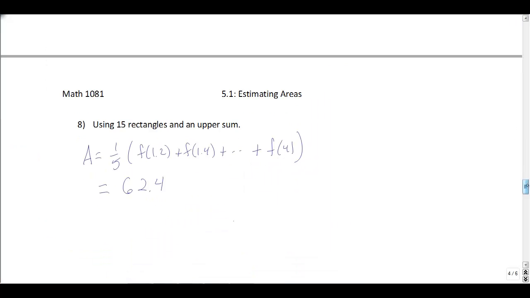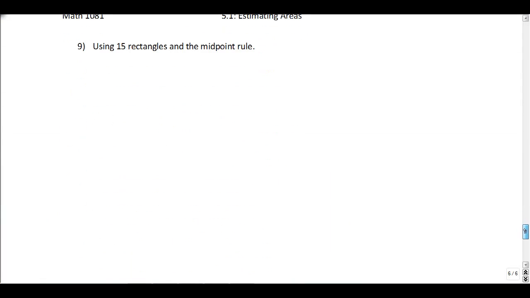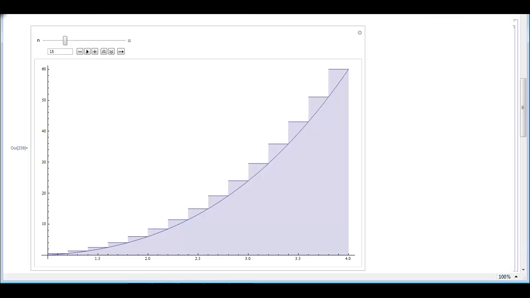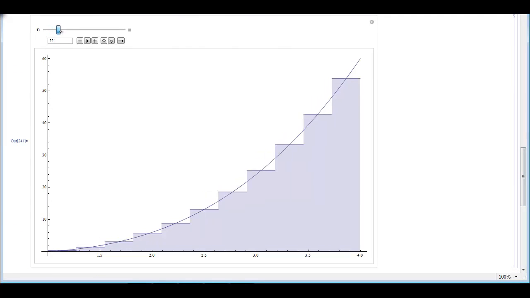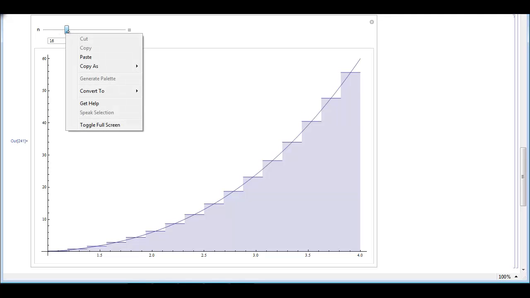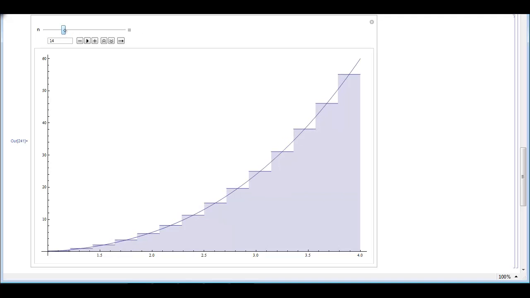One last idea here. We're going to use 15 rectangles in the midpoint rule. So this one is probably our best answer altogether. I'm having trouble getting to 15 exactly. I was almost there. There we go. There's 15. Again, this should be our midpoint. That should be pretty close. We have an overestimate shaded here, and then an underestimate unshaded underneath the curve. So shaded above, unshaded below. Those two should just about cancel here.